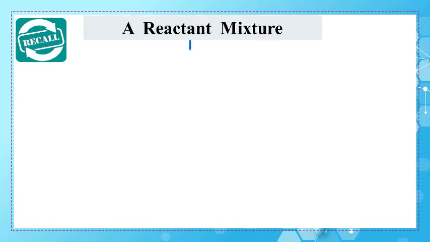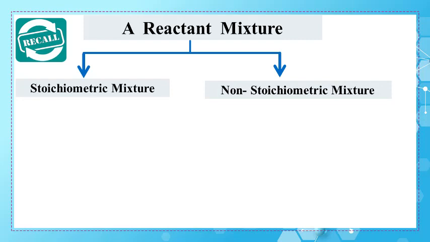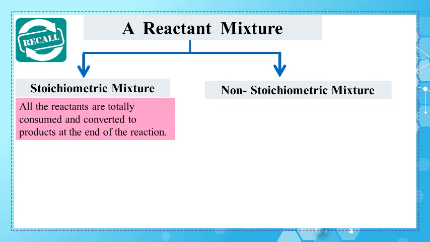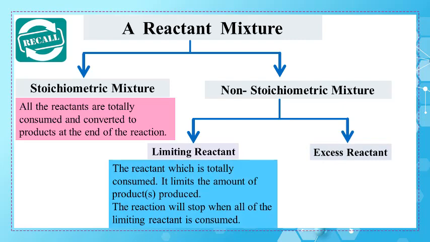A reactant mixture could be either a stoichiometric mixture or non-stoichiometric mixture. In a stoichiometric mixture, the reactants are totally consumed and converted to products at the end of the reaction. However, in a non-stoichiometric mixture, we have a limiting reactant and an excess reactant. The limiting reactant is totally consumed.